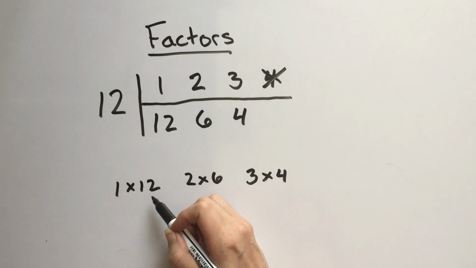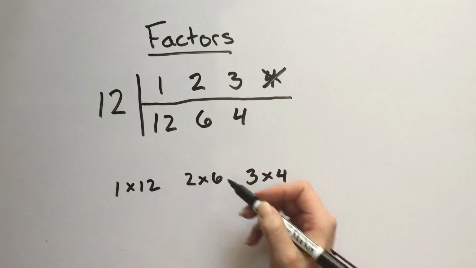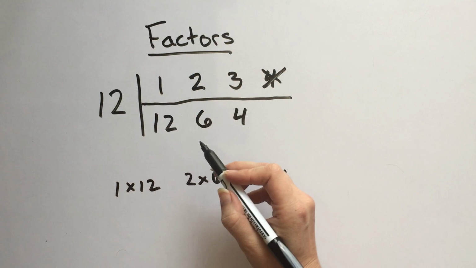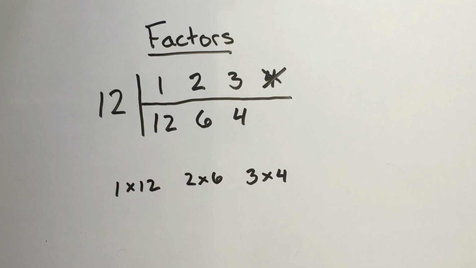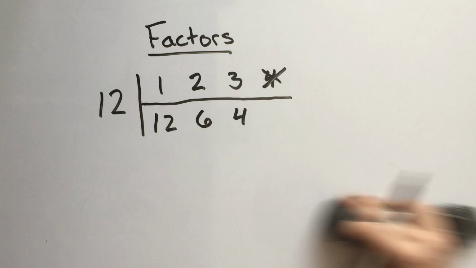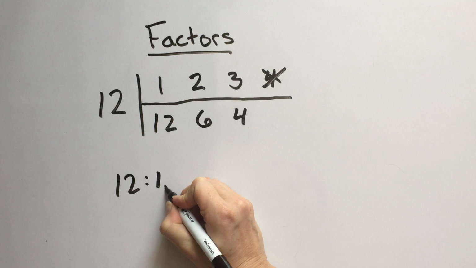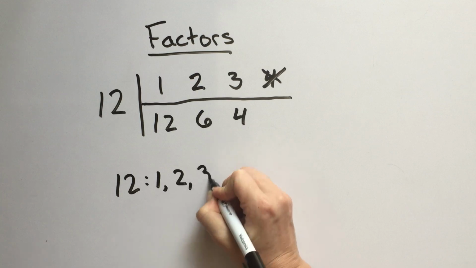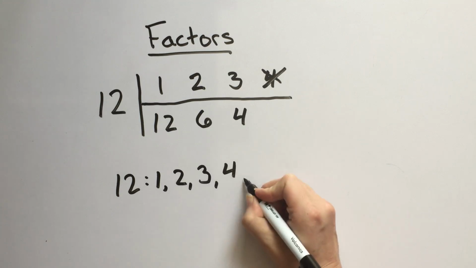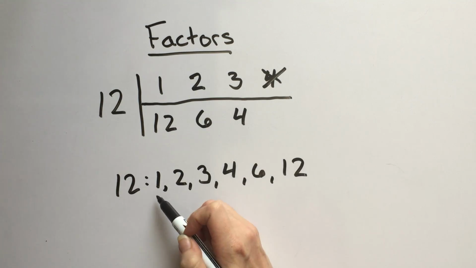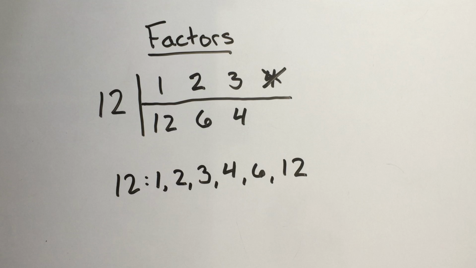Normally, I don't like to write my factors like this, the 1 times 12, 2 times 6, 3 times 4. I think it's easier to look at them like this, but it's up to you how you want to decide to write them. So you might decide to write them like this. 12, the factors are 1, 2, 3, 4, 6, and 12. Don't skip doing that first factor of 1 because that's a really important one, and that's going to come in really handy when you use factors for other things.